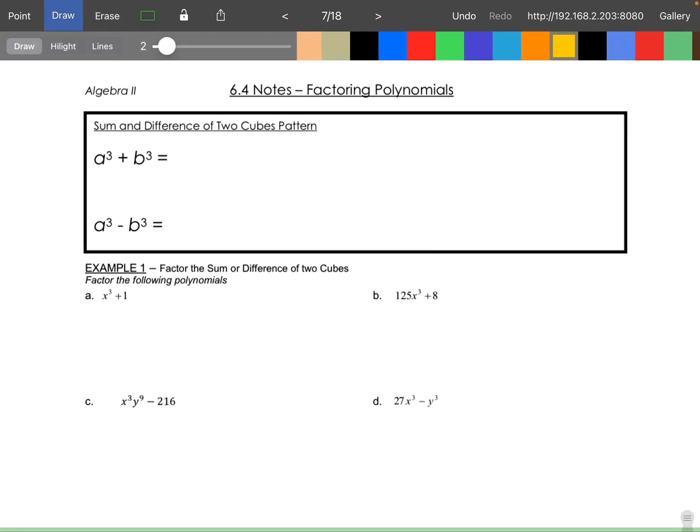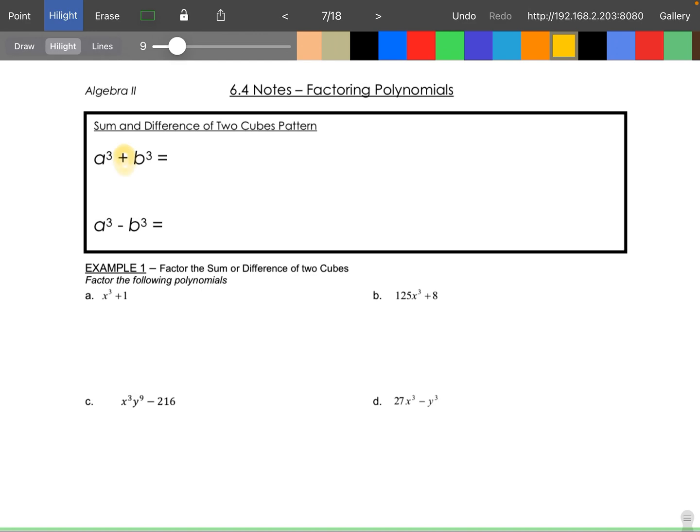The first two formulas we're going to be learning today, or the only two in this lesson, are going to be the sum, aka we're going to have a plus, because that's what sum means, of two cubes, meaning numbers that are multiplied by themselves 3 times over. So 2 times 2 times 2, or 2 to the third, which is 8.